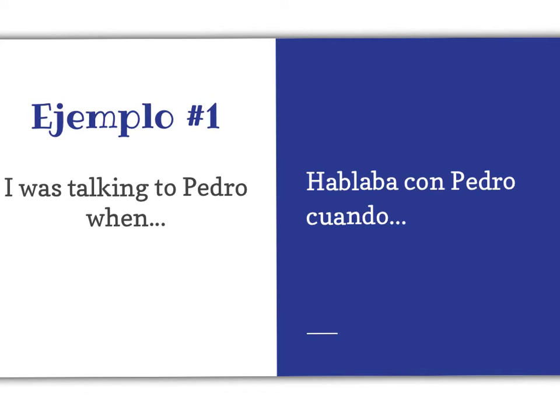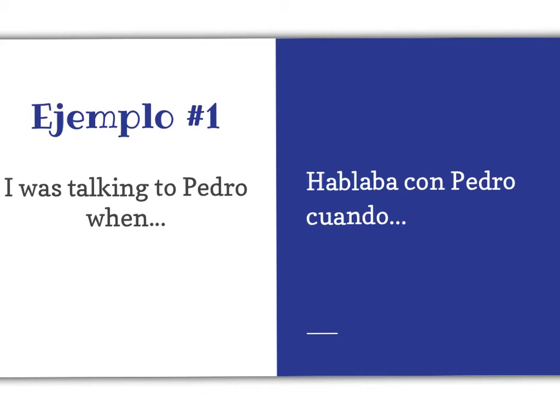Okay, so let's look at some ejemplos. Okay, número uno. Again, this is saying that you were doing something. So the imperfect tense is used to describe an ongoing past action. A repeated, also known as habitual, past action. Or a long-standing situation. So I'm going to show you a couple of examples of that.